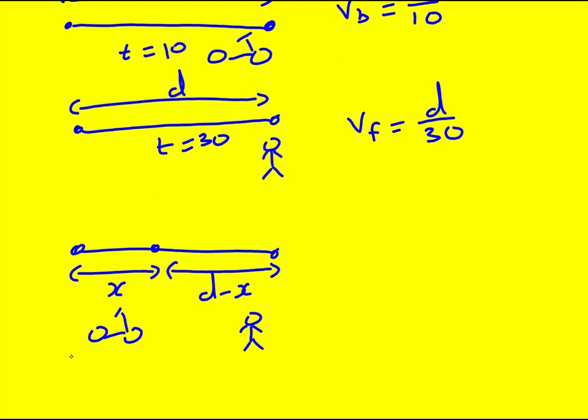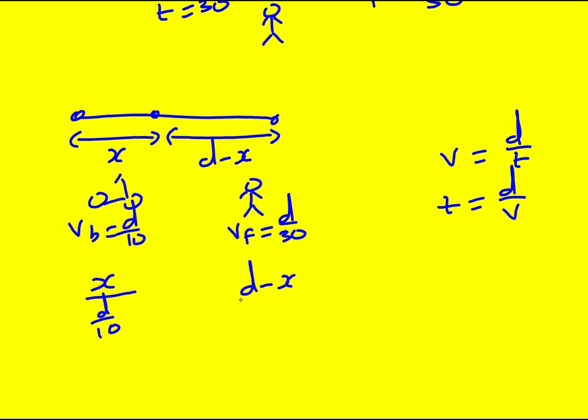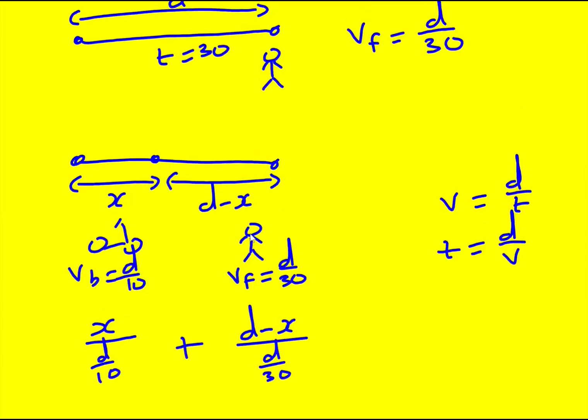Remember, we've got the velocity from before, so velocity by bike is distance over 10, and velocity by foot is distance over 30, which means we can calculate the time taken for both. So speed equals distance over time, which means time is distance over speed. Therefore, the time taken to go by bike is going to be x divided by d over 10. And the time taken to go by foot is going to be d minus x divided by d over 30. If we add these two times together, that will give us the total time.